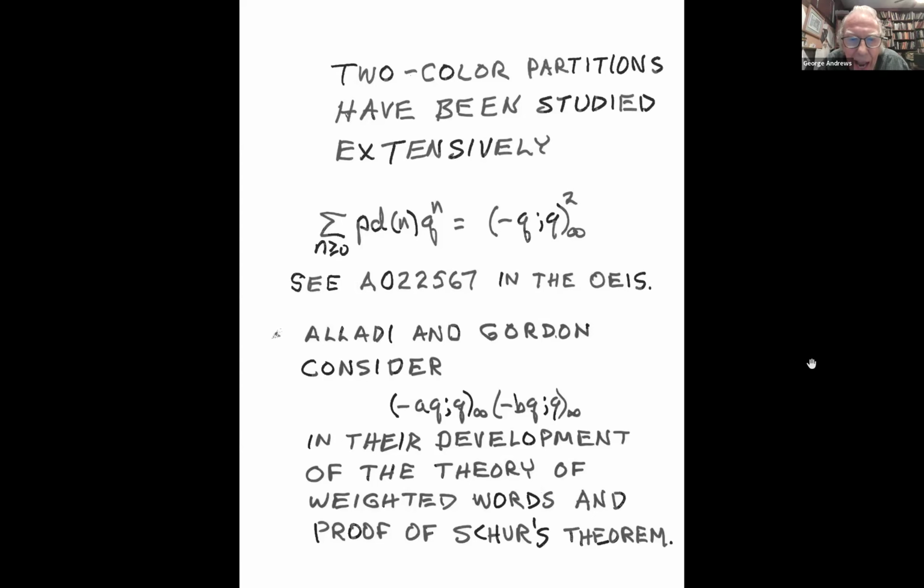Krishna, who just spoke, and the late Basil Gordon considered a more general case of this, where they introduce parameters a and b, in their extensive and beautiful development of weighted words, which leads to a proof of Schur's theorem, Gollnitz's theorem, and many other results in the theory of partitions. Part of the 26-year hiatus that Krishna referred to between his earlier work and the work he was presenting today.